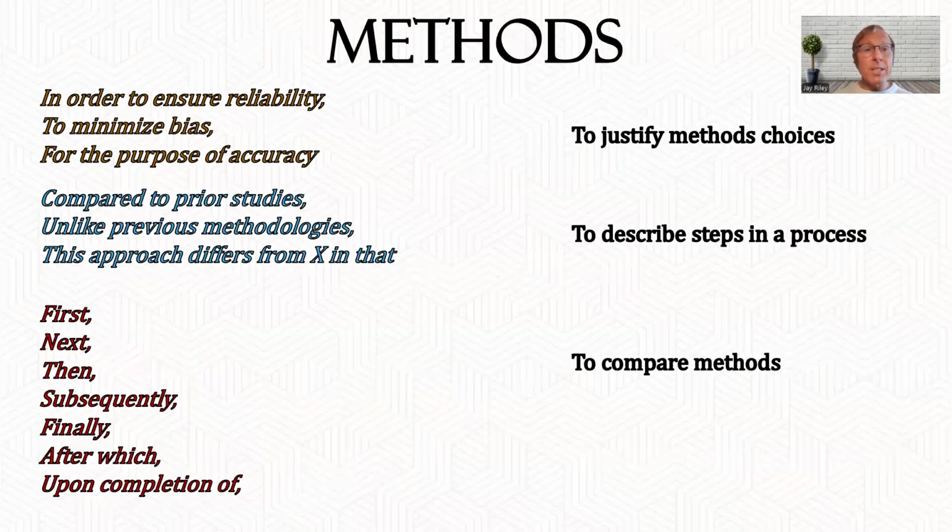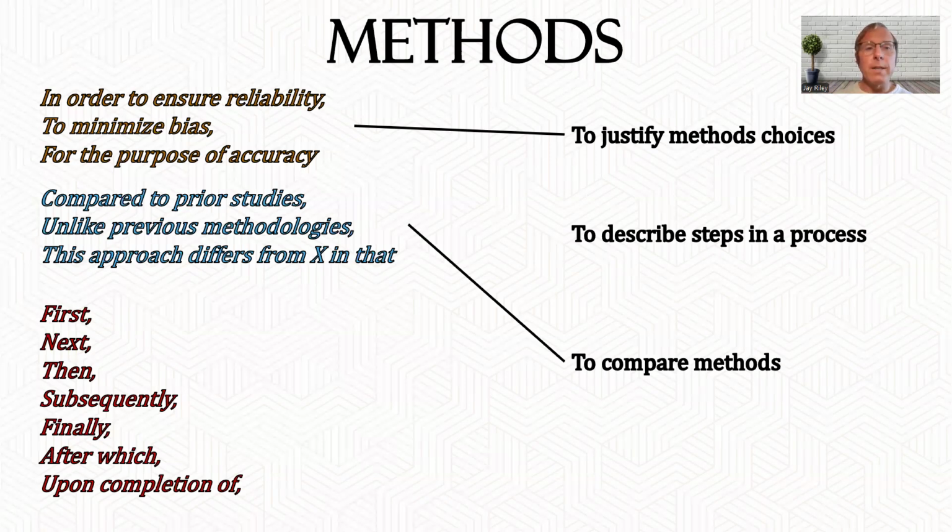Moving on to our methods section. In order to ensure reliability, to minimize bias, or for the purpose of accuracy, are we justifying our choices, describing the steps, or comparing methods? Right here, we're justifying our choices. In order to minimize, for the purpose, this is all justification. Compared to prior studies, unlike previous methodologies, this approach differs from X in that. Here, that's all comparative language. We're creating a comparison there.